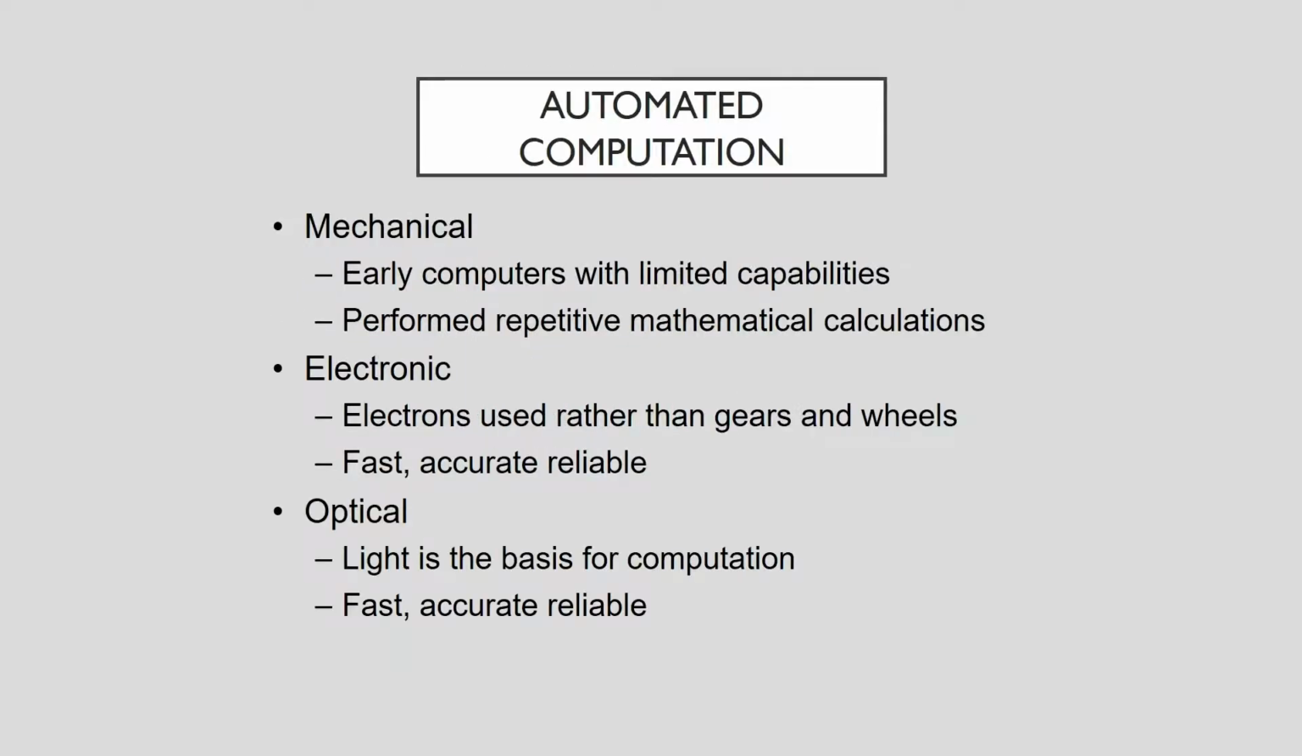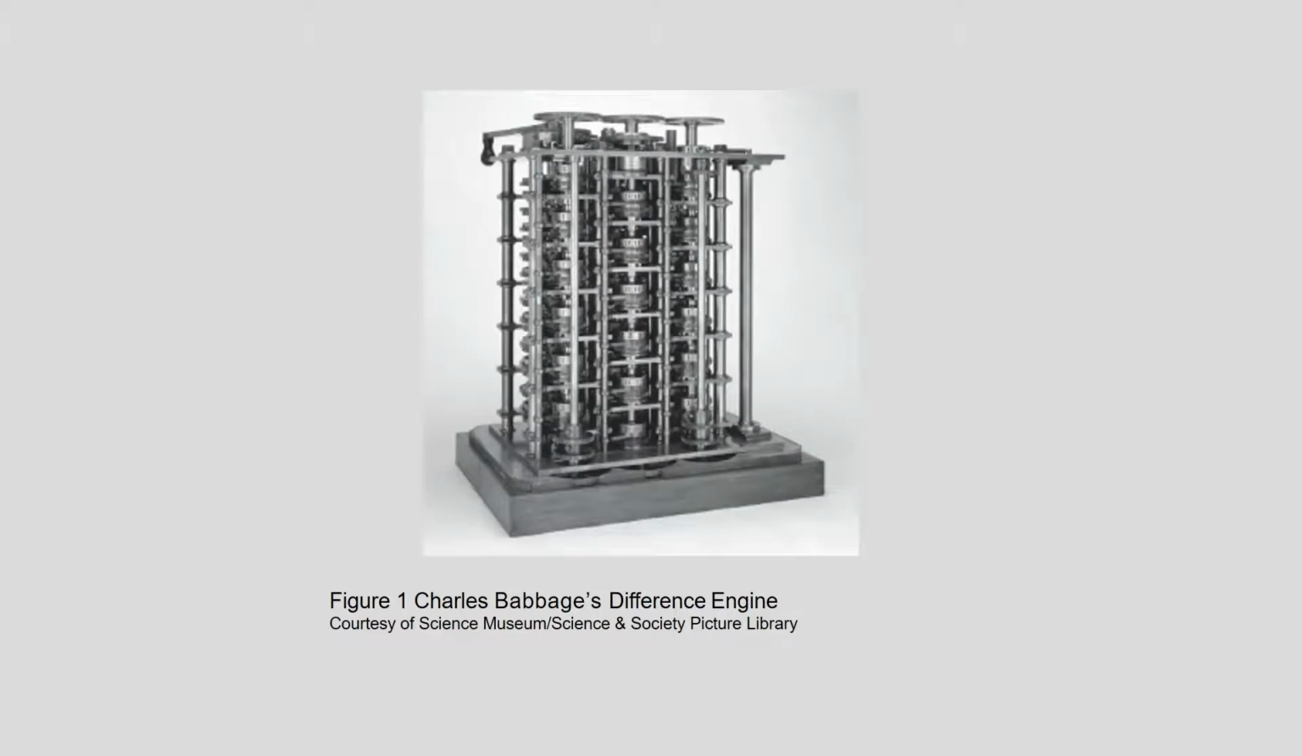Now, the mechanical implementation of a computer: the early mechanical computation devices were built to perform repetitive mathematical calculations. The most famous of these machines is the Difference Engine built by Charles Babbage in 1821. Okay, which is this figure. This is the Difference Engine, the invention of Charles Babbage.